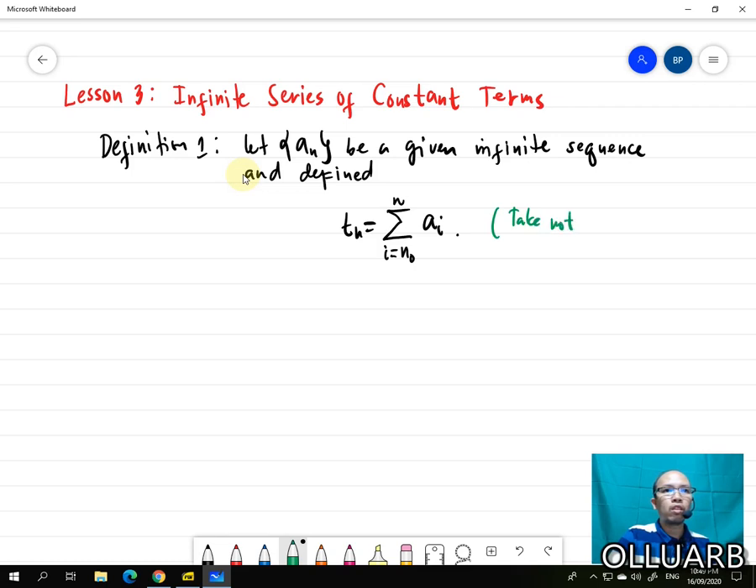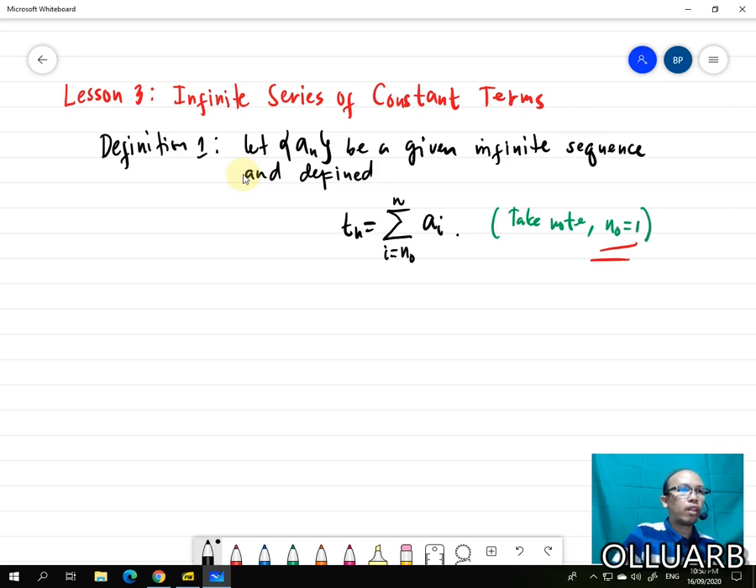Take note here, n sub 0 will be equal to 1 in most cases. But there are problems in the exercises of some books, like Leithold, TC7, Larson, and many other calculus books, that start from 2, from 3, from 4, and so on, other than 1. In some other books it will start from 0. Anyway, in this discussion we will always take n naught to be equal to 1.